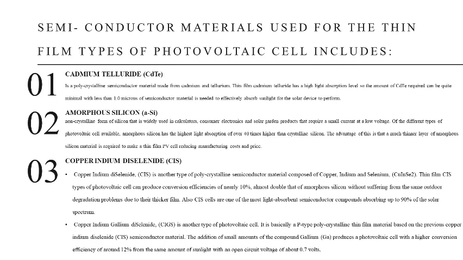Copper indium gallium diselenide, CIGS, is another type of photovoltaic cell. It is basically a P-type polycrystalline thin film material based on the previous copper indium diselenide CIS semiconductor material. The addition of the compound gallium, or Ga, produced a photovoltaic cell with a higher conversion efficiency of around 12% from the same amount of sunlight, with an open circuit voltage of about 0.7 volts.